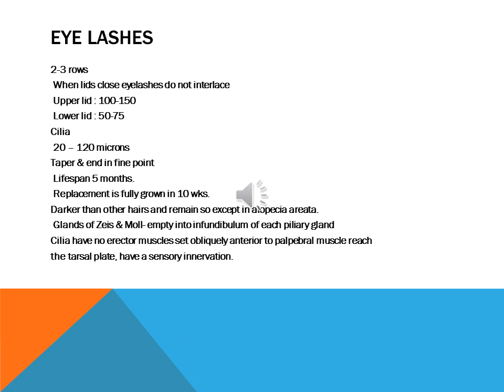They are about 20 to 120 microns long. They end in a sharp end, and the lifespan of these eyelashes is about 5 months, and the regrowth of the new eyelashes will be completed in about 10 months to 1 year. They remain dark throughout the year, except in some pathological conditions like alopecia areata, and in cases of spinal iridostosis, and as a hereditary trait, graying of the eyelashes.